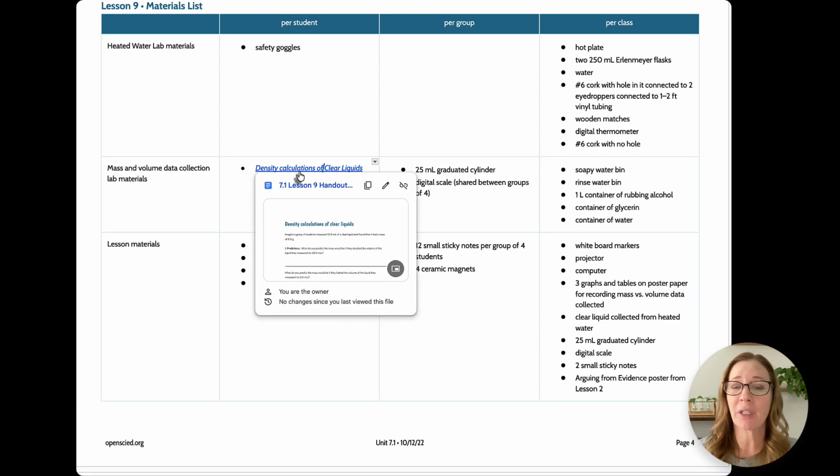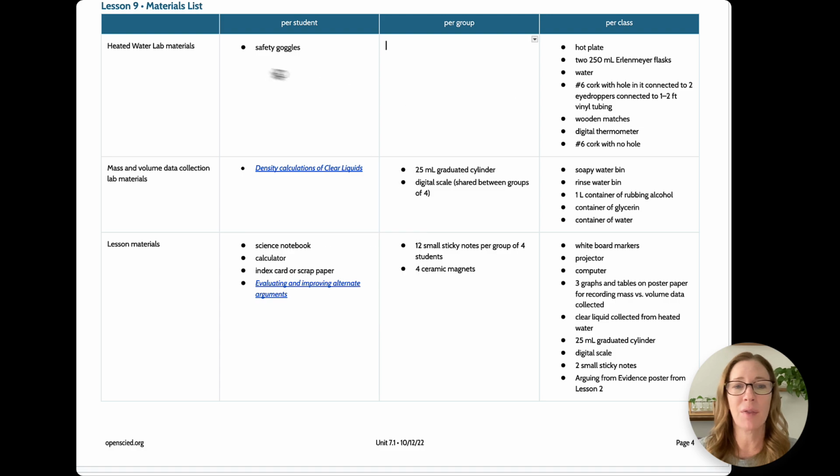This was not originally on here. I added it, but every student will also need a copy of this density calculations of clear liquids handout. This is where they're going to put their data from their mass and volume lab. And then this is a demo. So you'll need this to demo the heat water lab.